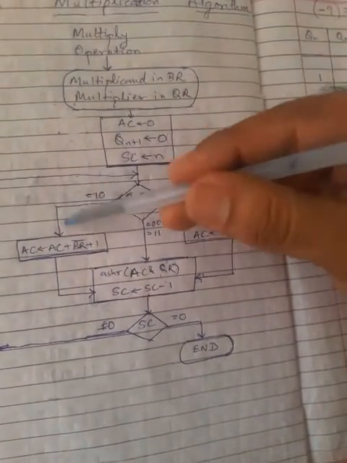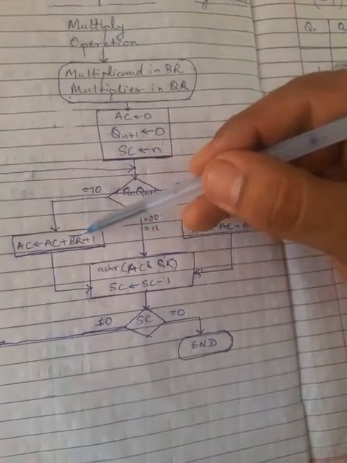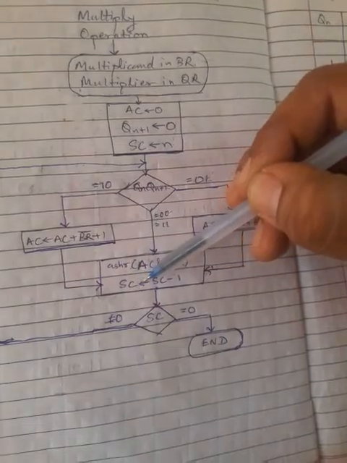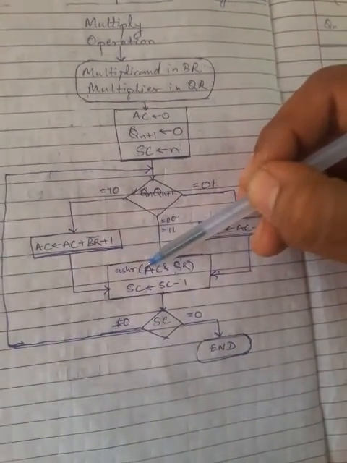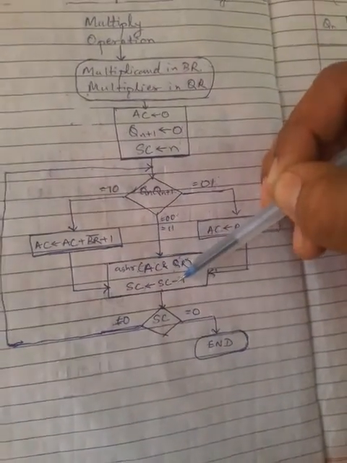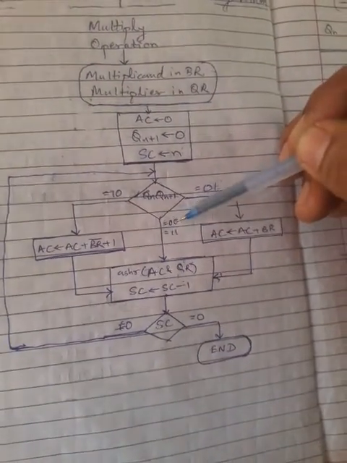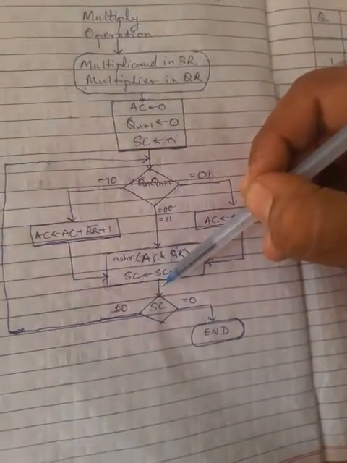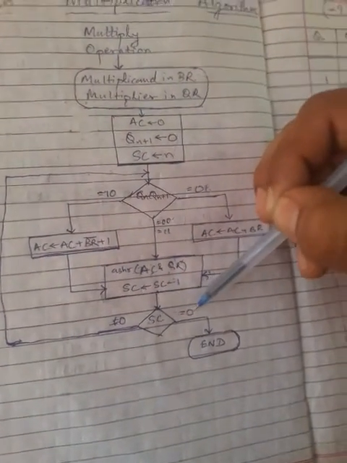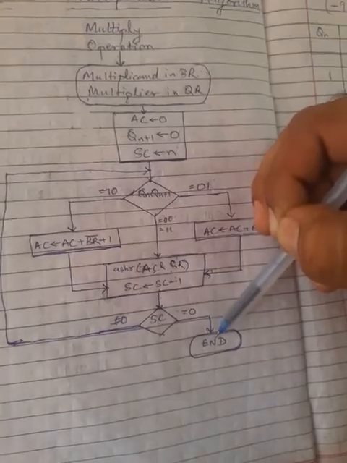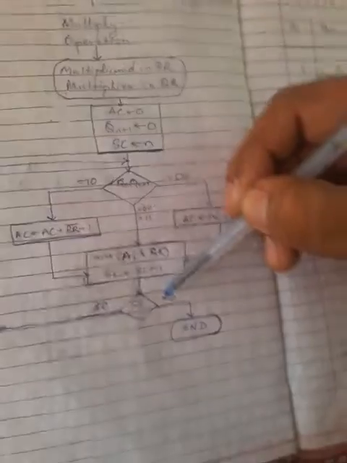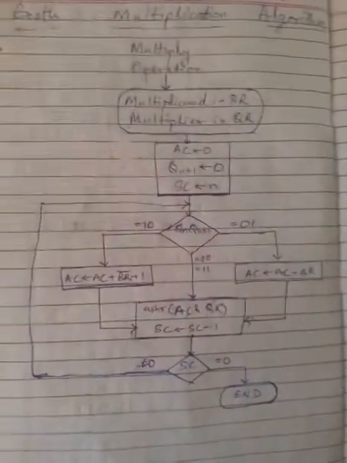And if it is 1 0, then we do BR complement plus 1, that is the subtraction part. So the subtraction will be done, then the shift right operation will be done between AC and QR, and finally the decrement will be done. And if it is 0 0 or 1 1, then directly we have to do the shift right and then decrement SC. And this continues till SC is 0. If SC is 0, then it will end, otherwise it will continue again and again till SC is 0.